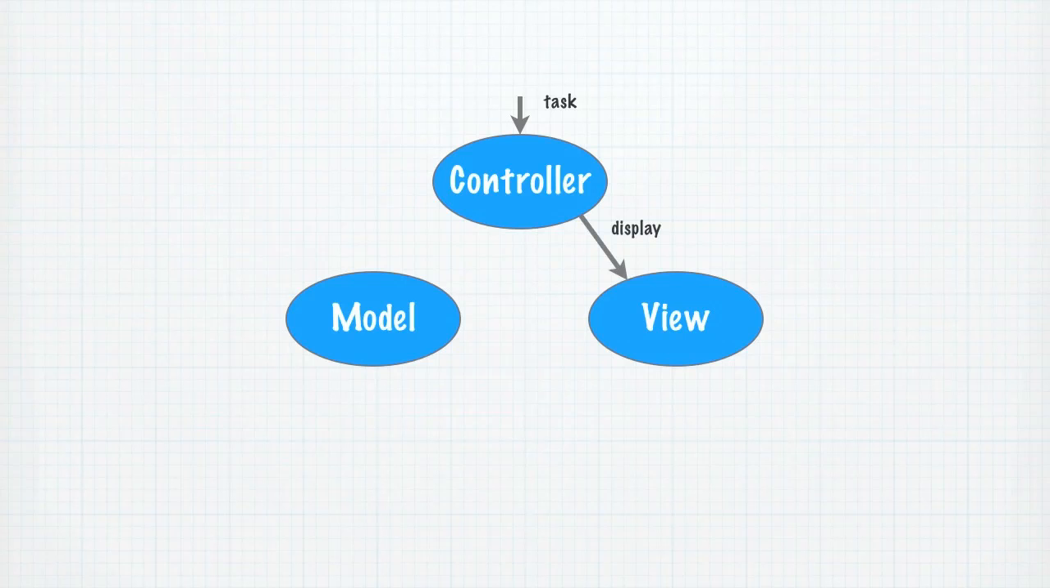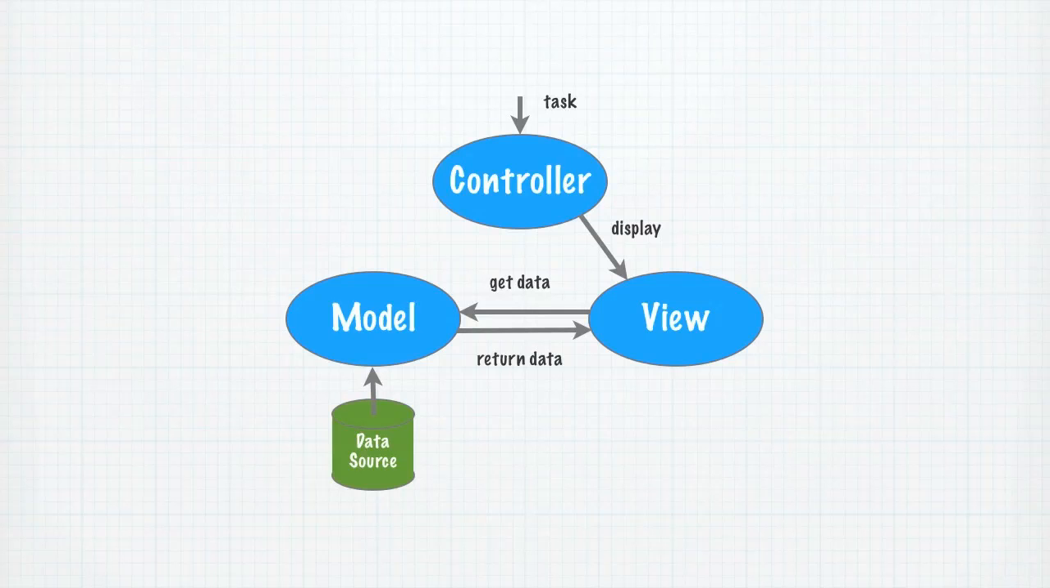Since the view doesn't know how to get data information, it asks the model for it. The model will then query a data source and then return that data to the view. Once the view has that information, it calls a layout to display it, and then Joomla handles the rest of the work to grab the output and put it into a template.